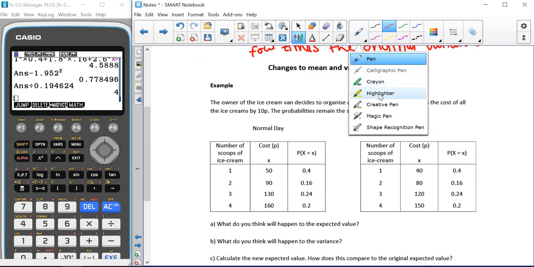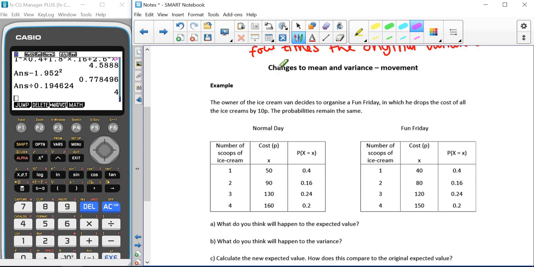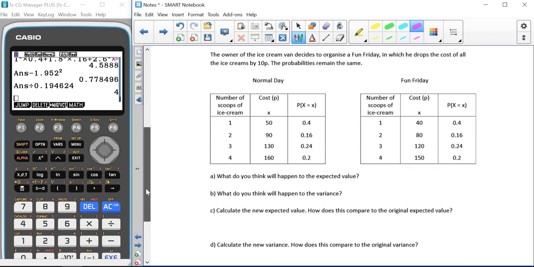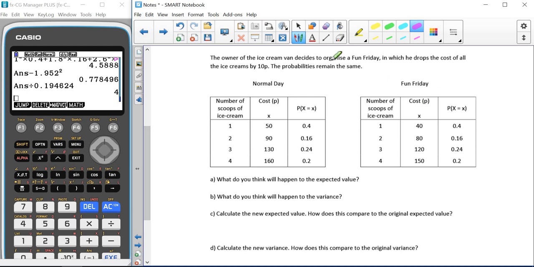You can also be expected to talk about movements in the mean and variance. So we had a look at multiplication, now we're having a look at what happens when we add and subtract values from them. So now we have our ice cream driver again, who has Fun Friday, where he drops the cost of each one by 10p. So what is going to happen to the expected value? Well, we're expecting that it's going to decrease, and if all the values are going down by 10p, hopefully that means that our mean will decrease by 10p.